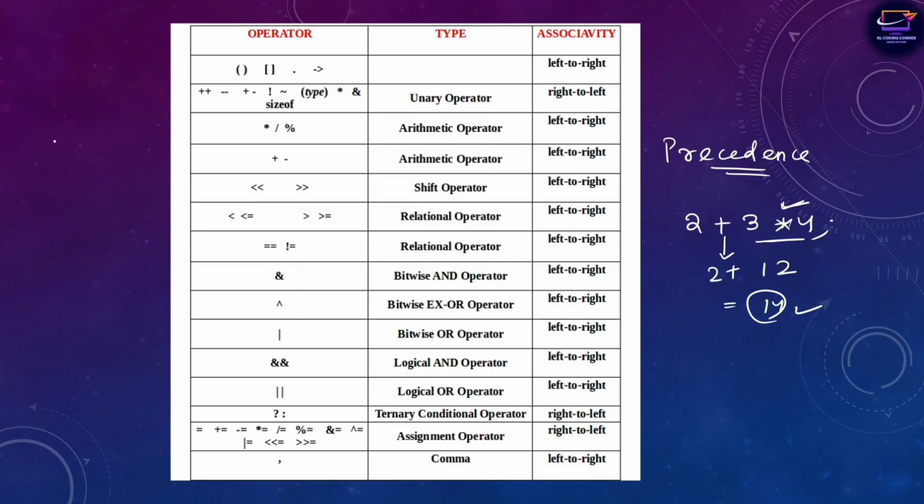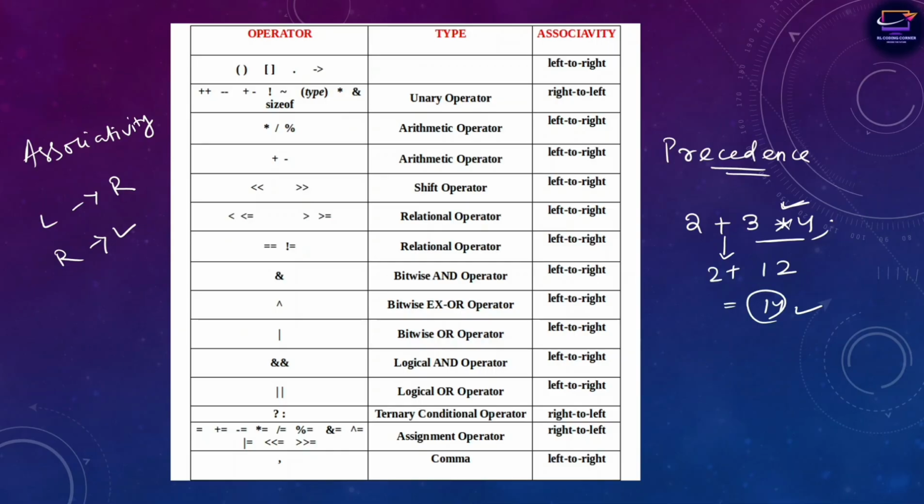And one more thing is associativity. Here is our associativity, right? Associativity means from which side it will be evaluated, that is from left to right or from right to left. Okay, so if at a time two multiplication operators or two division operators are there, so they are of the same precedence. Okay, then how to solve it?